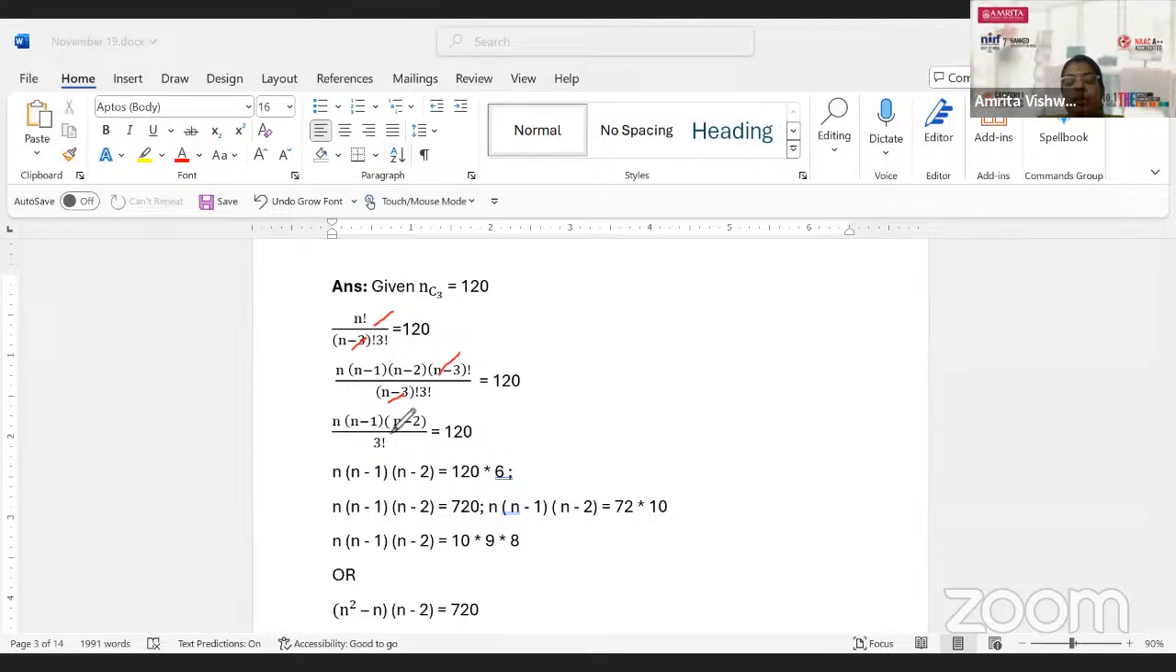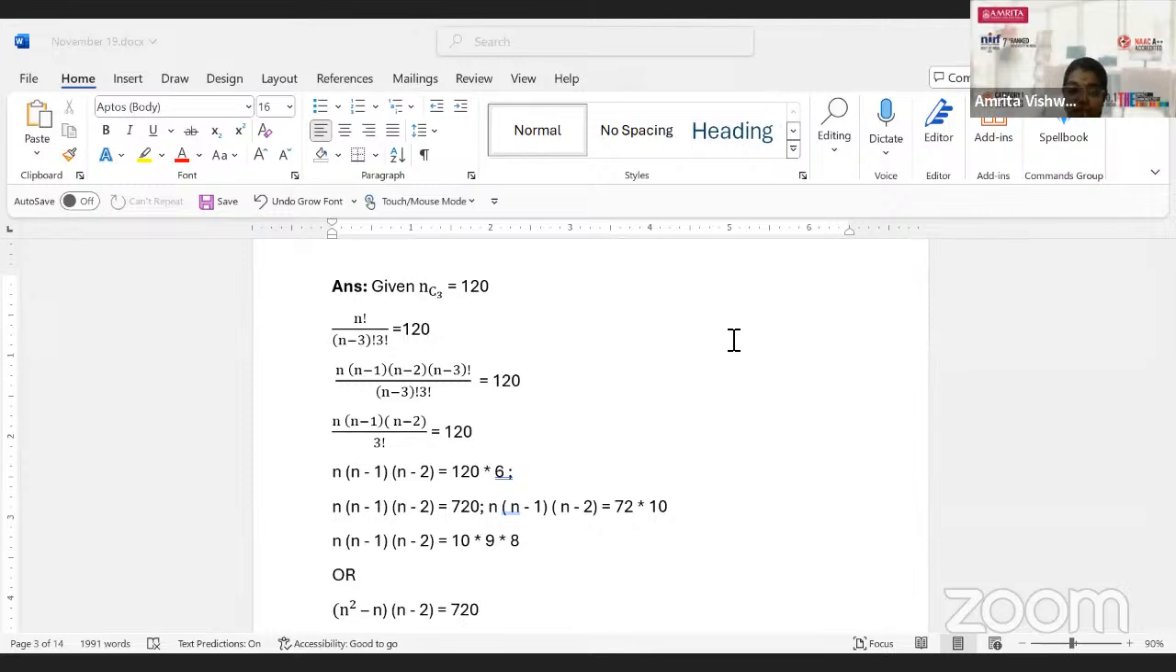So n into (n minus 1) into (n minus 2) equals 120 into 6, that is 720. Now you need to find the value of n. It is of the form n, n minus 1, n minus 2, and the answer is 720. So it is something like 10, 9 and 8. I hope this is clear. 10 into 9 into 8: 8 nines are 72, so it's 72 into 10. That is 720. It's very easy for you to find this out.